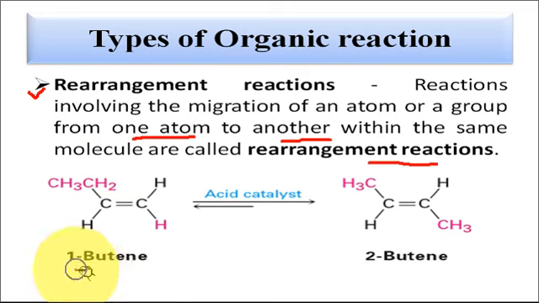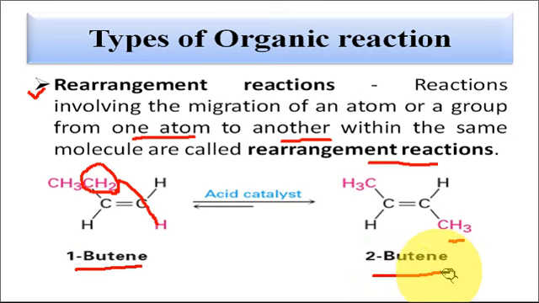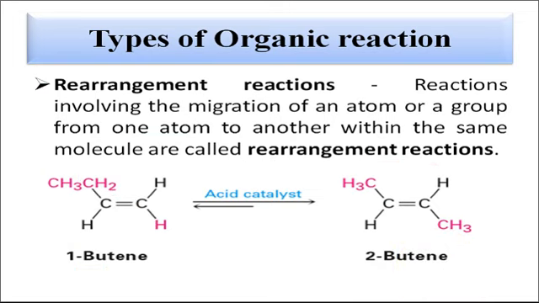For example, 1-butene in presence of acid catalyst. This 1-butene, that means this methyl goes here, CH2 goes here, converted into methyl, and this results in the formation of the 2-butene. So this is the example of the rearrangement reaction. So basically rearrangement reactions are those in which migration of atoms or groups within the molecule takes place to form the stable product.